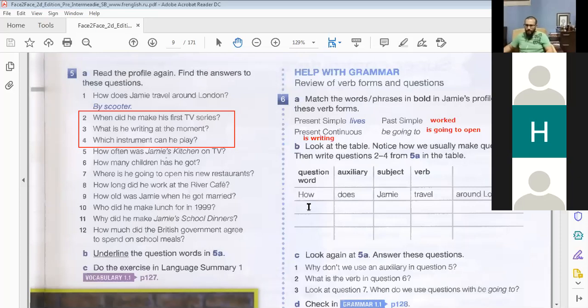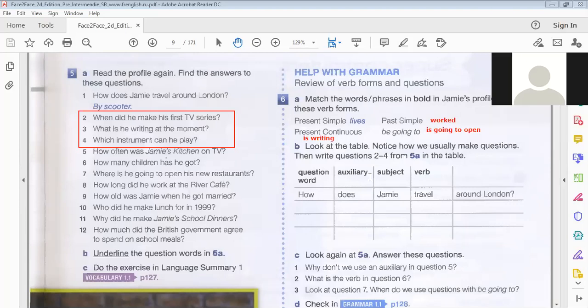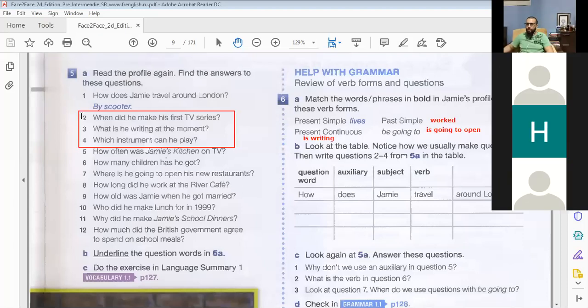So the first one they used as an example is, how does Jamie travel around London? So what kind of question is this? What's the tense used here? Who can tell me? What's the verb form here? Simple future. Okay, any other answers? No, it's present simple, I mean. Why do you think it's present simple? Because of does. That's what I wanted to hear. Exactly, it's present simple. It's a WH question, present simple, because we have does. Nice.